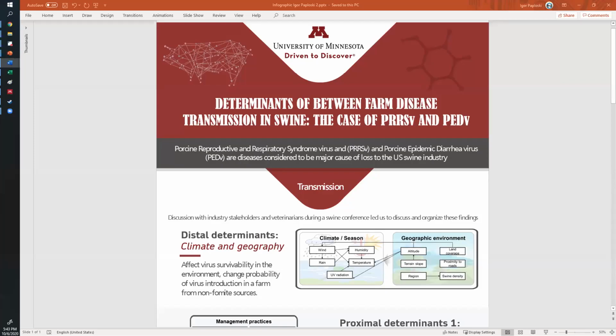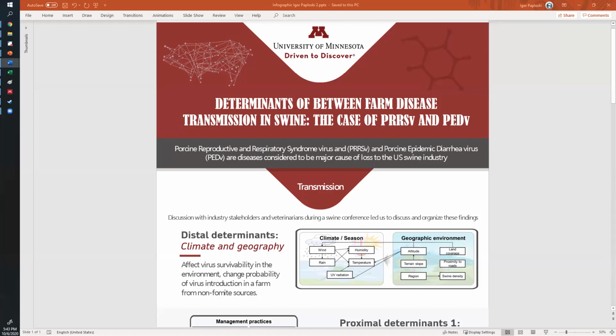I'm a postdoctoral associate at the University of Minnesota, and I will present to you my infographic submitted to the 2020 University of Minnesota Research Day, titled Determinants of Between Farm Disease Transmission in Swine, the Case of PRRS and PEDv. Porcine Reproductive and Respiratory Syndrome, PRRS, and Porcine Epidemic Diarrhea Virus, PEDv, are diseases that heavily affect the U.S. swine industry, causing annual financial losses to the sector greater than $600 million.